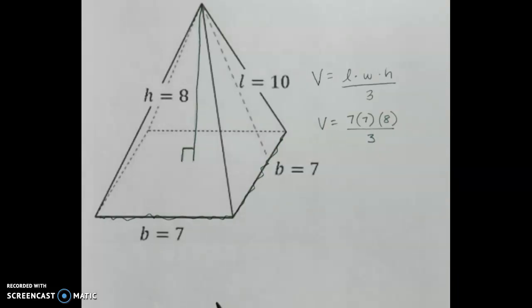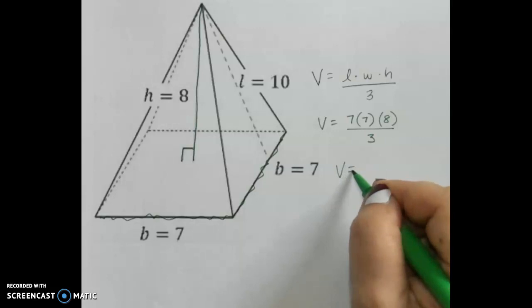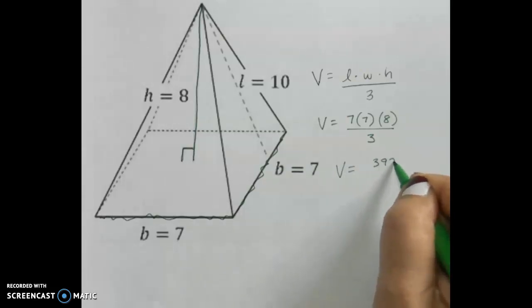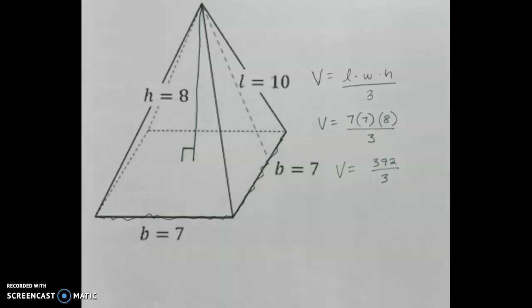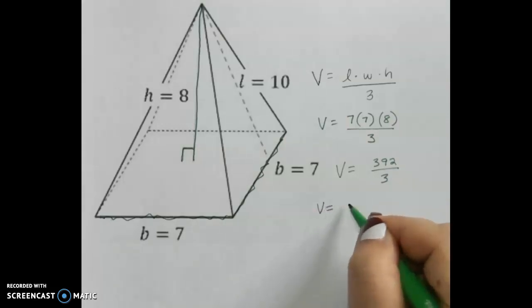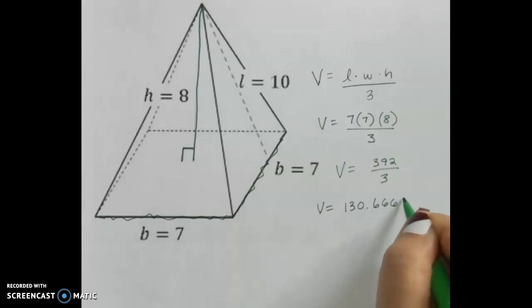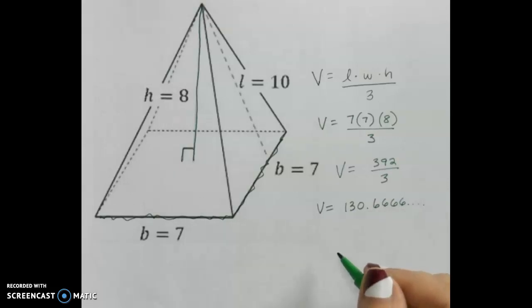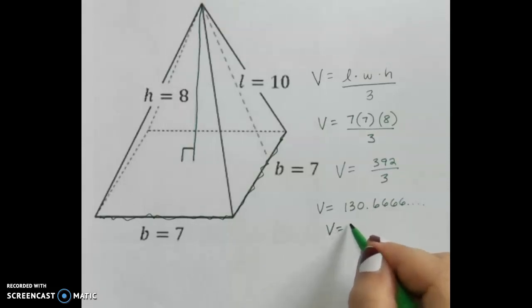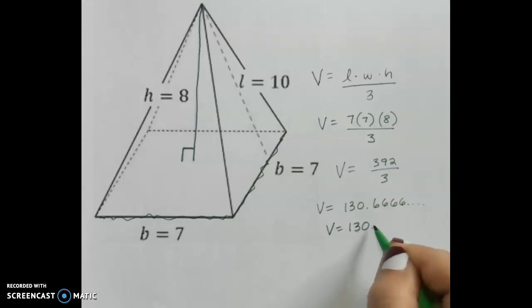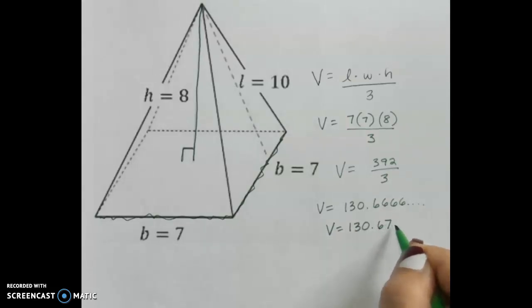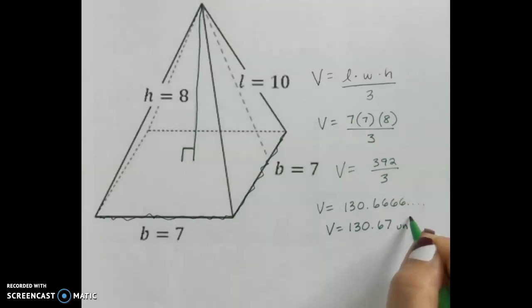Now, if I grab my calculator and multiply 7 times 7 times 8, I end up getting 392 divided by 3. And when I divide, I get a decimal here. I get 130.6666 repeating. We're going to round to the hundredths place right here and say that the volume of this square pyramid is 130.67, and they're not giving us a specific label, so we're going to use the generic label units, but I am calculating volume, so it's going to be units cubed, or units to the 3rd power.